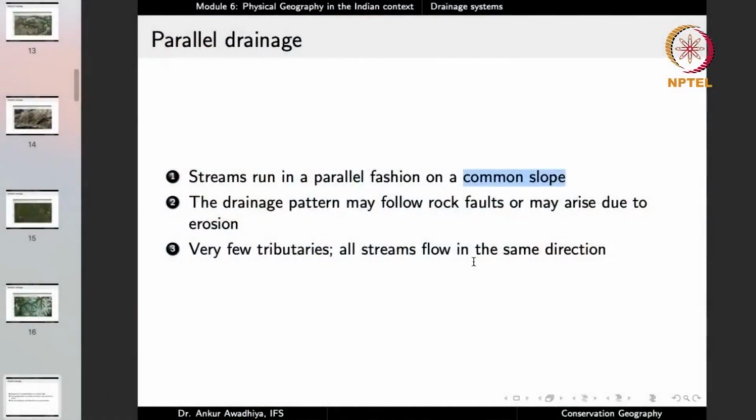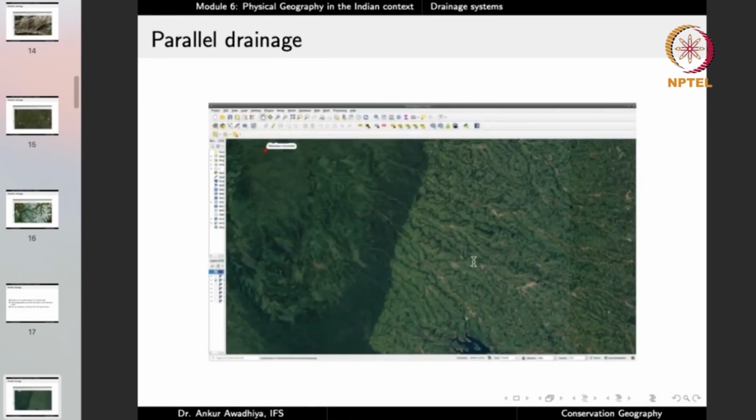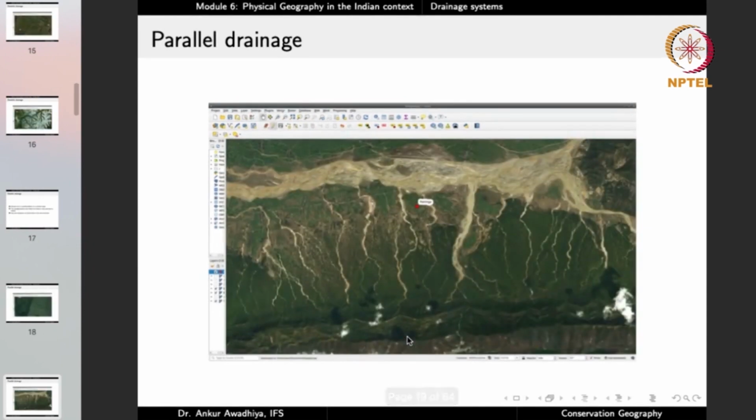So in parallel drainage, streams run in a parallel fashion on a common slope, either following the rock faults or arising out of erosion over long periods of time. Very few tributaries, and all the streams flow in the same direction. This is an example. So in this case, you have all these different streams that are flowing like this, because this area is a highland, this area is a lowland. So you have a slope in this direction and all these streams are following this slope. This is another example. Now here this portion is a highland, this portion is a lowland, and all of these streams are moving in a parallel direction.